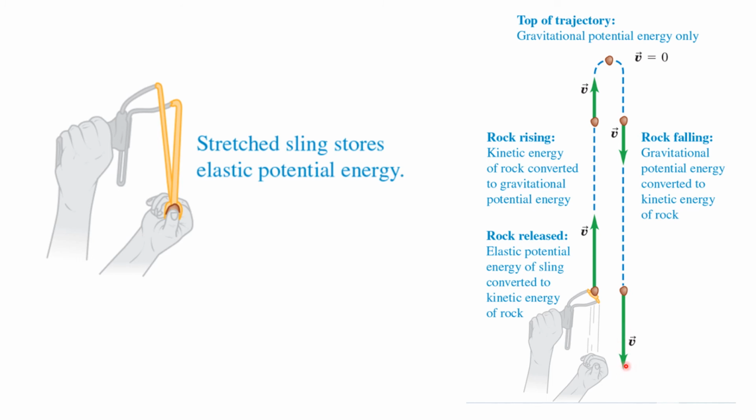And if it hits your car, it would hurt your car. Depending on what kind of a stone it was, I suppose. So as the rock is falling, gravitational potential energy is converted to the kinetic energy of the rock.